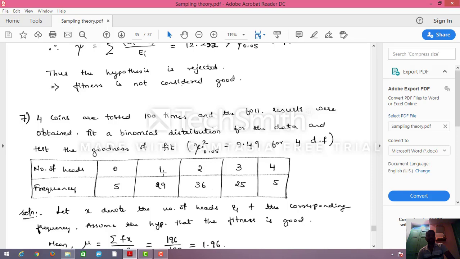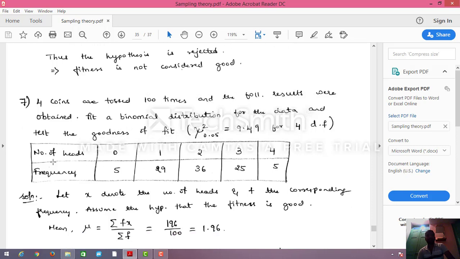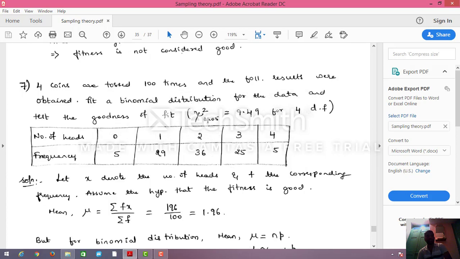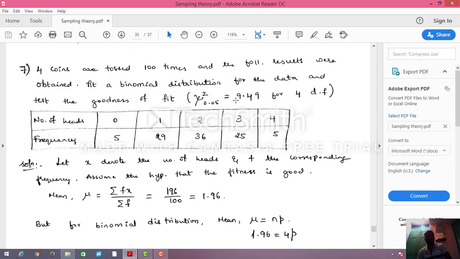binomial distribution. 4 coins are tossed 100 times and the following results were obtained. Previous problem we have seen in Poisson. This one should be in binomial. Fit a binomial distribution for the data and test goodness of fit. Chi-square at 5% level of significance equal to 9.49 for 4 degrees of freedom.